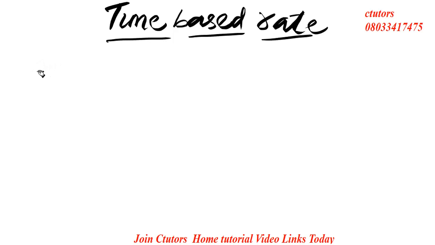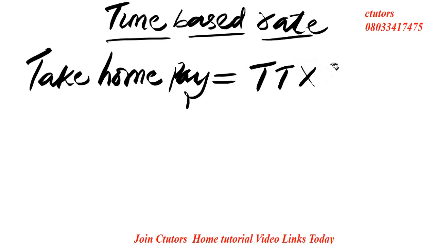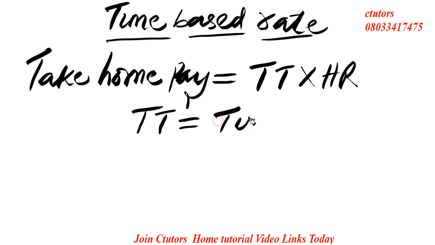We have take-home pay. Take-home pay is the amount the employee will go home with. It should be TT multiplied by HR. What are we trying to say? TT is the time taken by the employee, which is supposed to be given in the question paper. If it's not given, then they will give you some connecting figures that you're going to use to arrive at it.